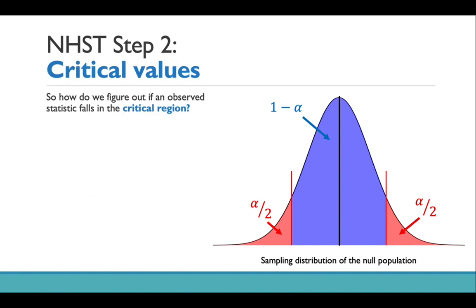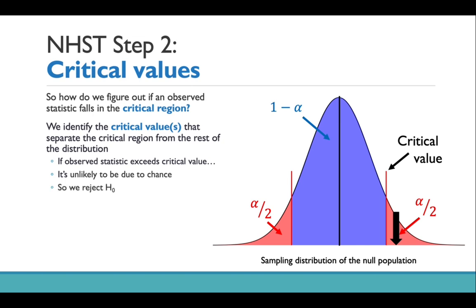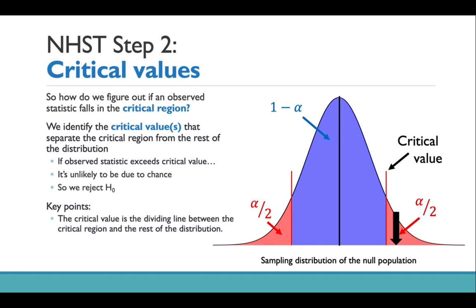So how do we figure out if an observed statistic falls into the critical region? The answer is that we identify the critical values that separate the critical region from the rest of the distribution, represented by these little vertical red lines, as you see on the right. If the observed statistic exceeds the critical value, represented by that black arrow, then it's unlikely to be due to chance, and we can reject the null hypothesis. So, some key points here. The critical value is the dividing line between the critical region and the rest of the distribution. Where it lands depends on the alpha that we pick. We'll talk about exactly how to determine critical values in our next lecture.